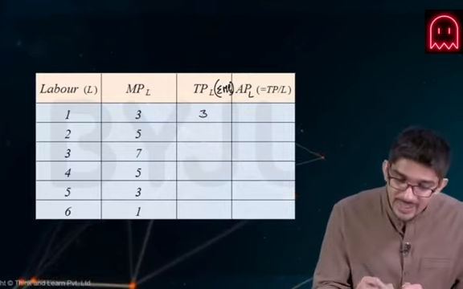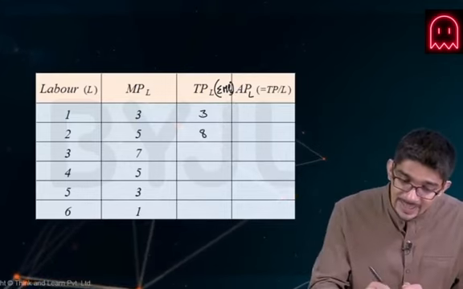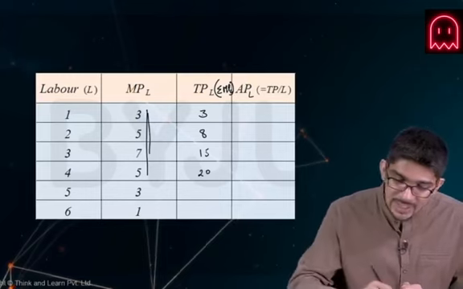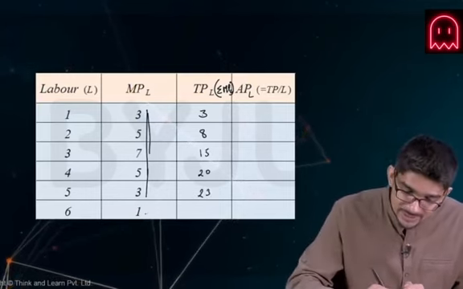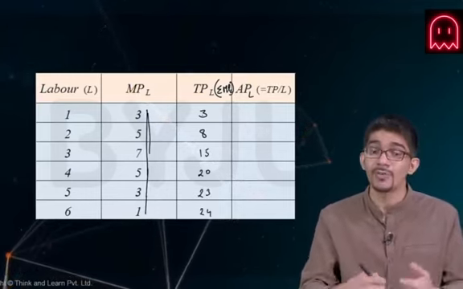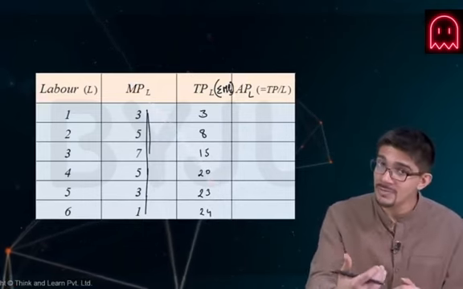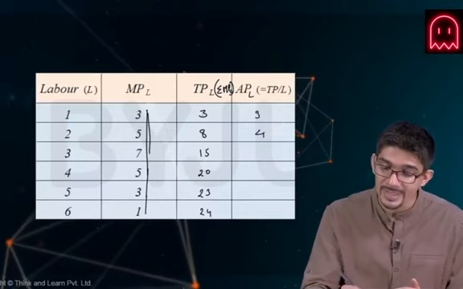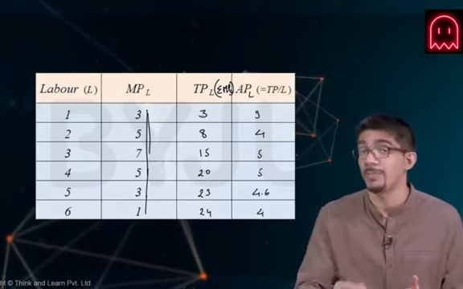So first is 3, second is 5 plus 3, 8, third is all these things, 15, fourth is till here, 20, fifth is till here, 23, till here, 24. So addition of all of these gives us TPL. And once we have TPL, getting APL is very easy. 3 by 1, 8 by 2, 15 by 3, 20 by 4, etc. We get APL as well.